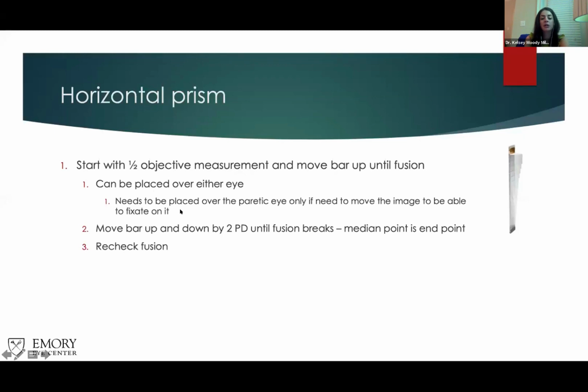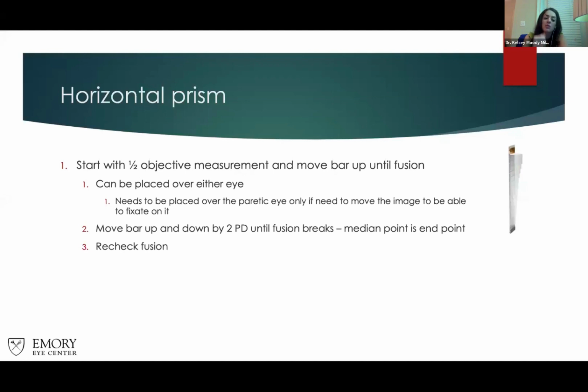The only time I put it over the paretic eye is if I'm putting the patient in a position of gaze where they can't move the eye to. So let's say the patient can't abduct and I'm having the patient turn their head, then I'm going to want to put the prism over the left eye here so that I can already move the image to where the eye is before I check the measurement. Otherwise, you're not going to see any movement.